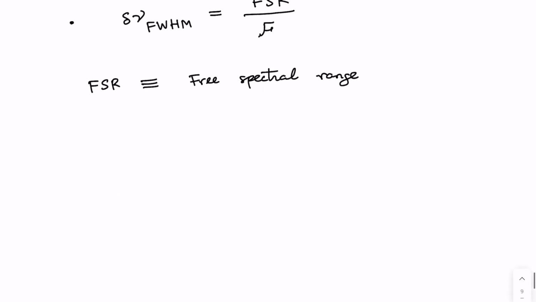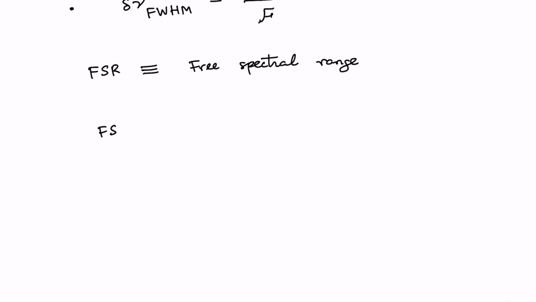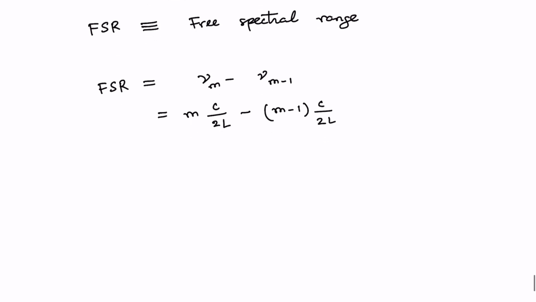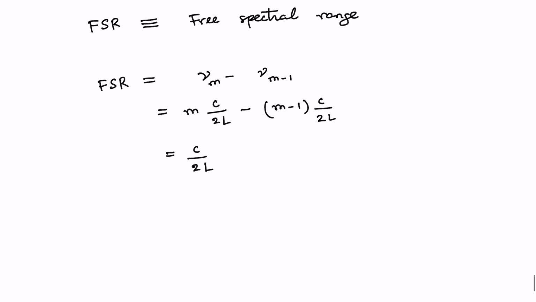So as you can see, FSR is simply equal to nu m minus nu m minus 1. It is very easy to work it out. You have nu m equal to m into c by 2l, and nu m minus 1 is m minus 1 into c by 2l. So therefore you simply get c by 2l. So c by 2l is the FSR, or the free spectral range.